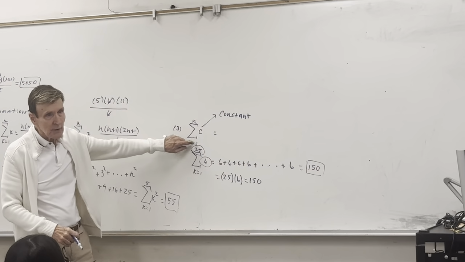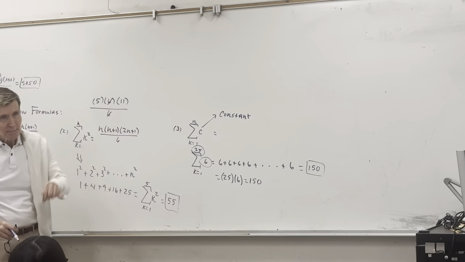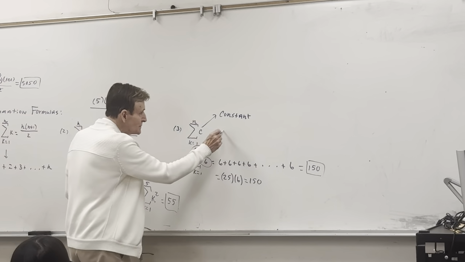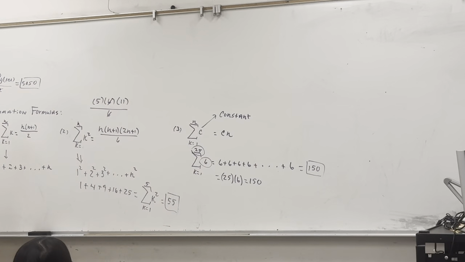Now, this is what the textbook probably shows for a formula here. C times N. Yeah, absolutely. Just multiply the two together. That's your formula for the summation of a constant and the number of times. Now you have all three formulas I need.